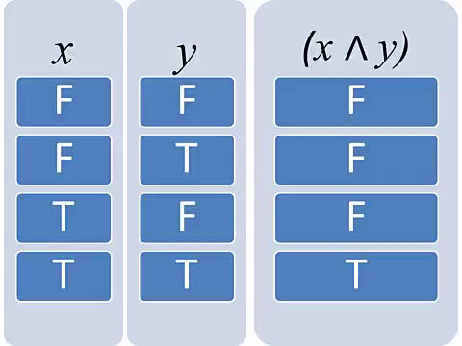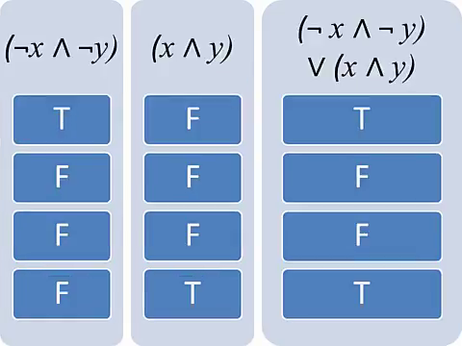The third row, we have a true and a false, so this has to be false. And then finally, we have two trues, so X and Y can be true. Okay, we're almost there. The final column, which is the whole function, ORs together the last two columns.